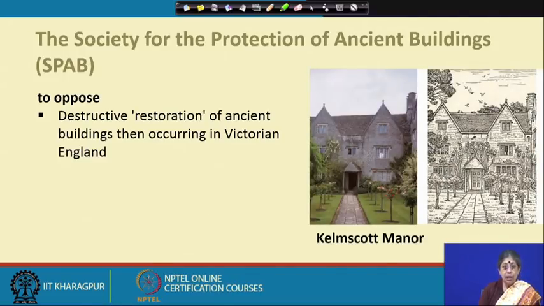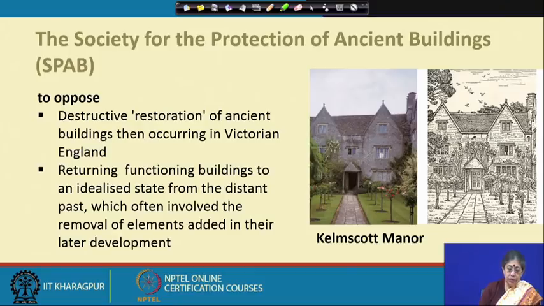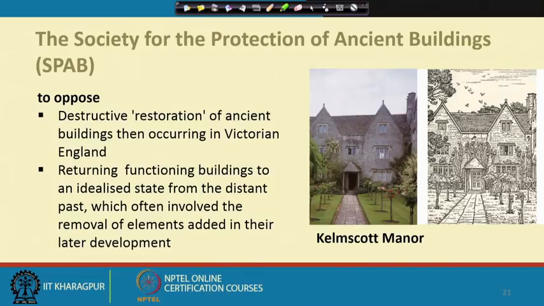This is Kelmscott Manor, which according to the authentic painting and old sketches was restored or maintained. Returning functioning buildings to an idealized state from the distant past often involves the removal of elements added in their later development. So, the SPAB was against this type of removal of elements, like what we saw in Notre Dame, Paris and others. They were completely against that and tried to see these as a stratification, all the layers of history preserved in a structure.